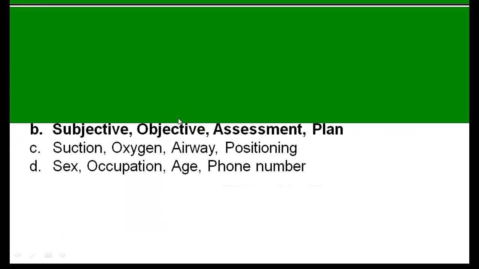Objective is when we do the examination of the patient, and then assessment includes the diagnosis that we are framing and also the differential diagnosis, and then we give a treatment plan. Okay, any idea what is suction, oxygen, airway positioning?